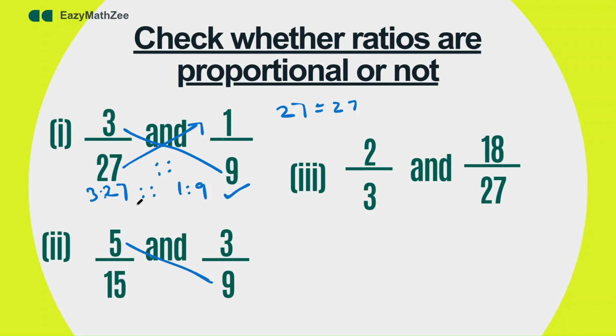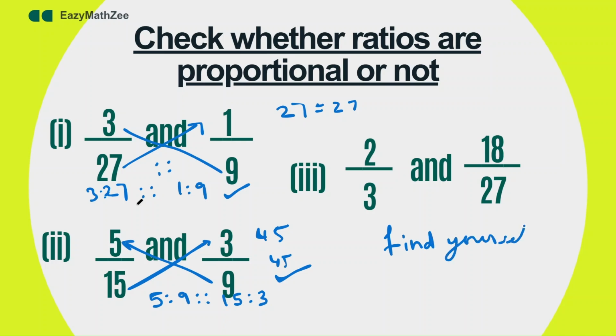And this sum, 5 into 9 and 15 into 3. What is it? Both are 45 only. 5 9s are 45 and 15 3s are also 45. If you do cross multiplication, you can find it easily. This is 45, this is also 45. So 5 is to 15 proportionate to 9 is to 3. So this is also proportional. Now find yourself this one, 2 by 3 and 18 by 27, whether it is proportionate or not. This one you find yourself and comment.